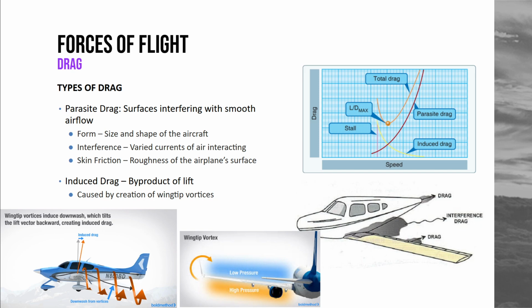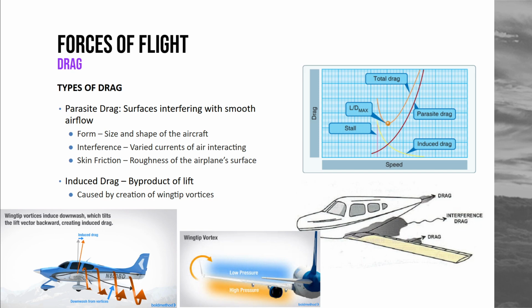And it's really minuscule in performance, but when it doesn't become minuscule is when you have rust or dirt buildup, or even something like frost or ice developing on the wings and the surface of the aircraft. All right, so that's parasite drag. It's those three types: form, interference, and skin friction.